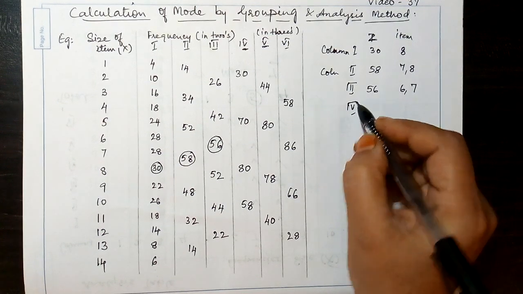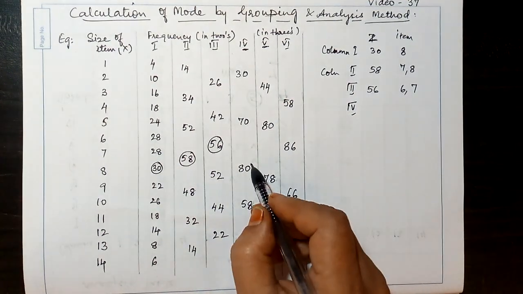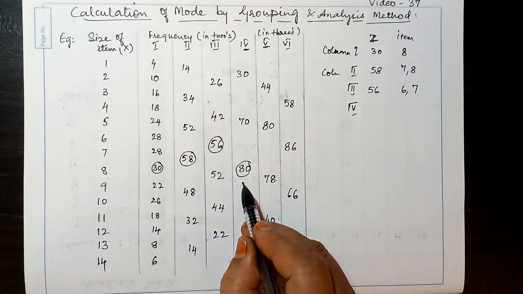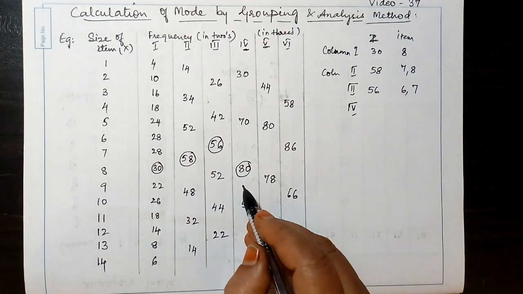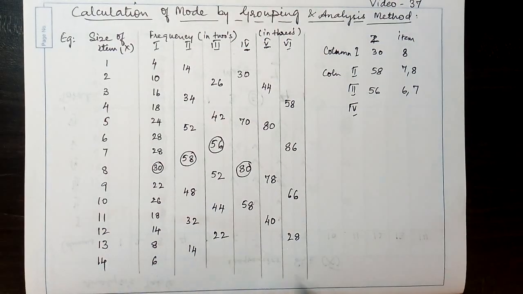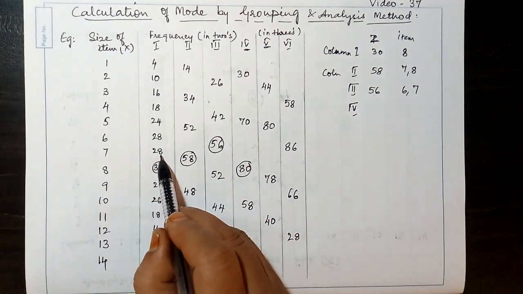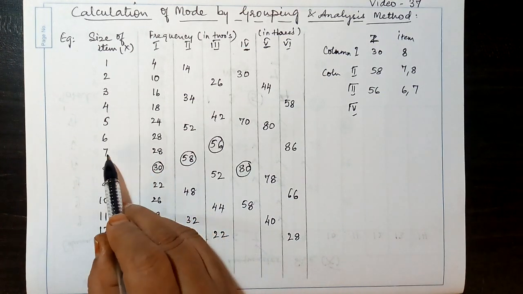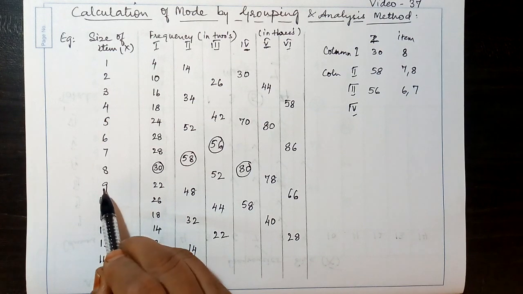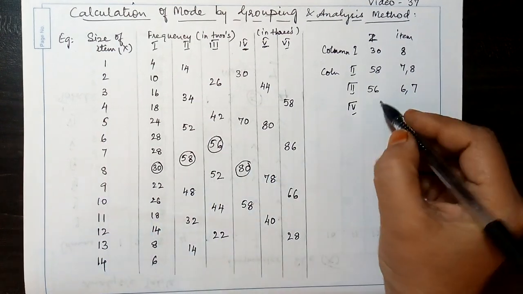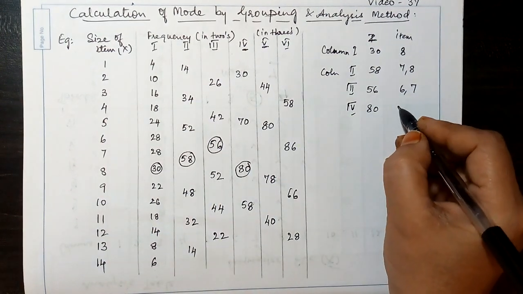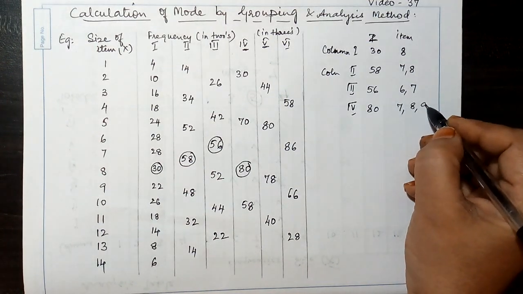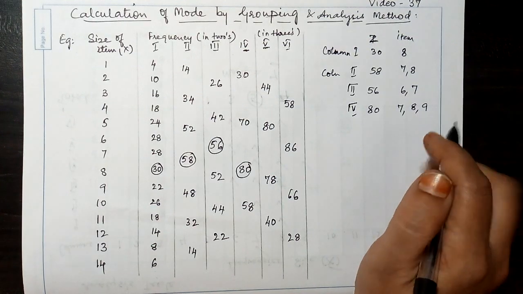Now in column 4, the highest is 80. How did we get 80? We got 80 by adding in 3's. Which were the ones? We got it from 28, 30 and 22. So 28 is item 7, this is 8 and this is 9. So 7, 8 and 9. So here we will write 80 is the mode and we got it by adding up the 7th item, 8th item and the 9th item. Those frequencies, right?